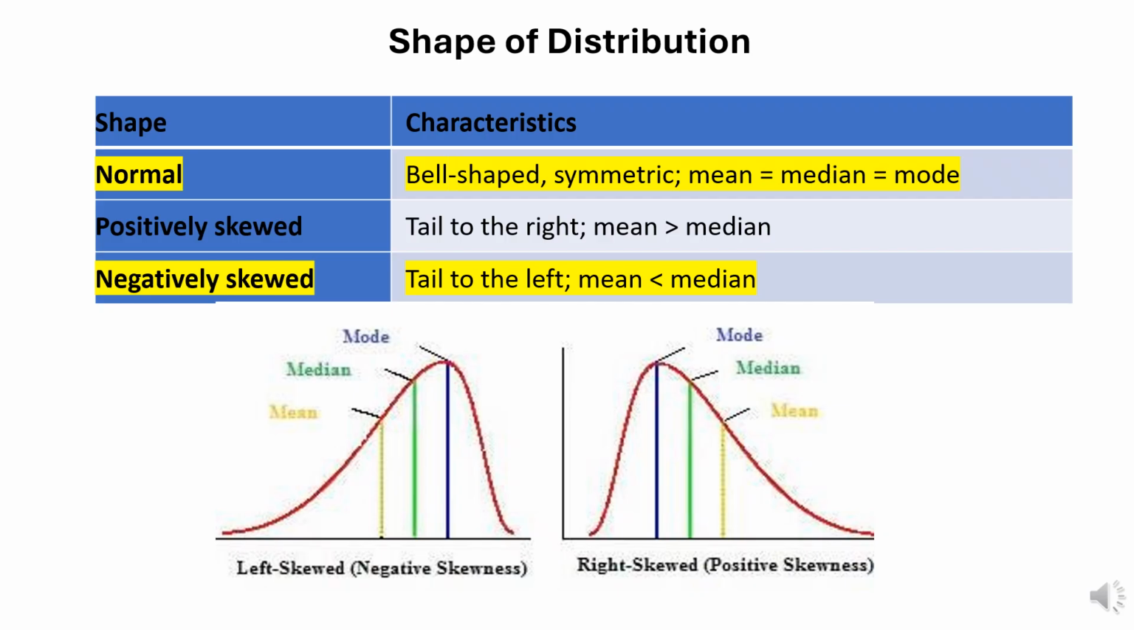side. Conversely, a negatively skewed, or left-skewed, distribution has a long tail stretching to the left, with most data concentrated on the right.